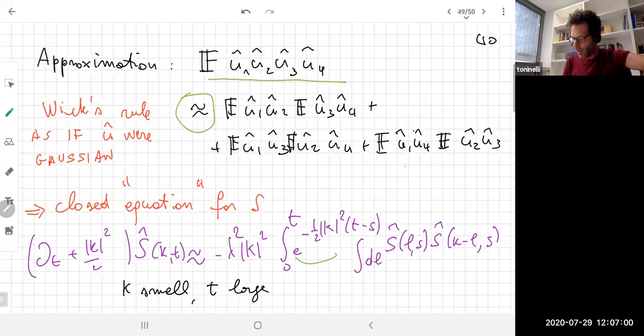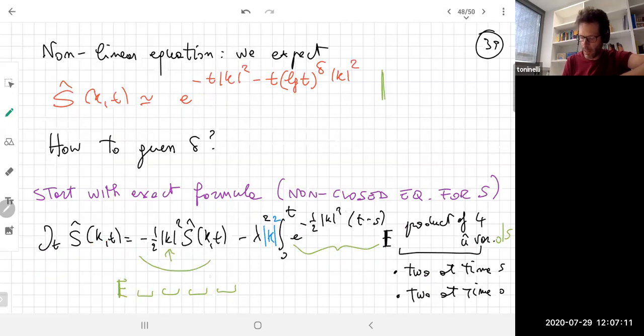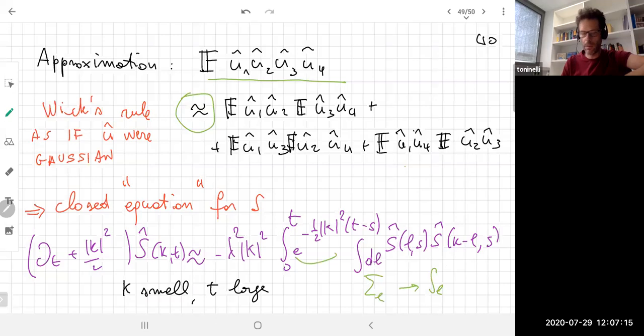And then a sum over momenta becomes an integral. I mean, this is okay. And then there is a product of two functions s. So the difference with respect to the linear case: in the linear case, you had a closed equation which is linear in s. Now for the nonlinear case, modulo this important approximation, you have a closed equation for s, which now is nonlinear. On the right-hand side, you have a convolution of this s.